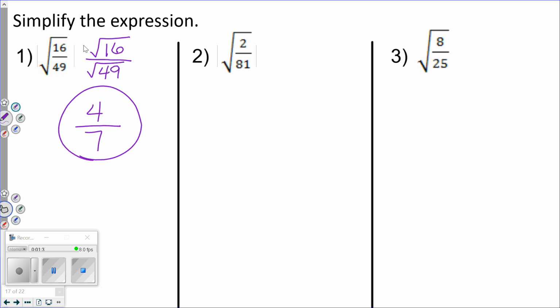All right, what about number 2? Let's split. I was trying to get your process going. I know some of you can do that in your head, but we'll go ahead and split it first. That way we know we can treat these as two separate problems. Square root of 2, can I do anything there?